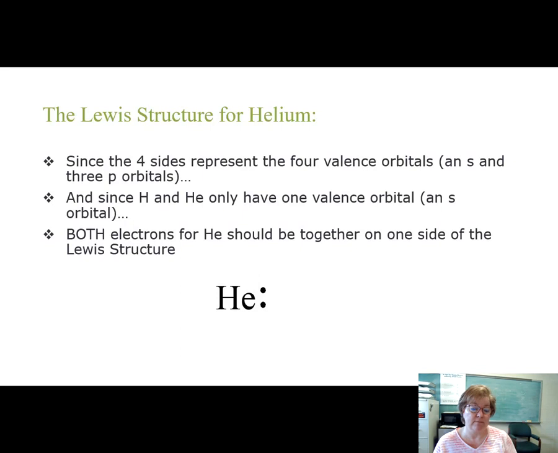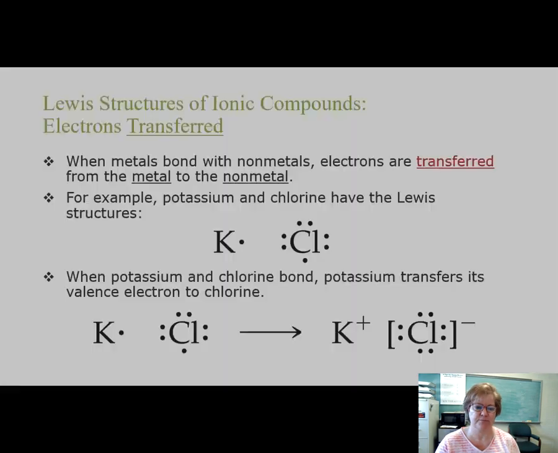So for helium, again, those 4 sides represent the 4 valence orbitals. And since there's only 1 valence orbital, for hydrogen and helium I should show both electrons together on one side, only for the first side. Once I get to the next sides, I really should be doing one at a time. Honestly, I'm happy if you were to show two separate dots on different sides.